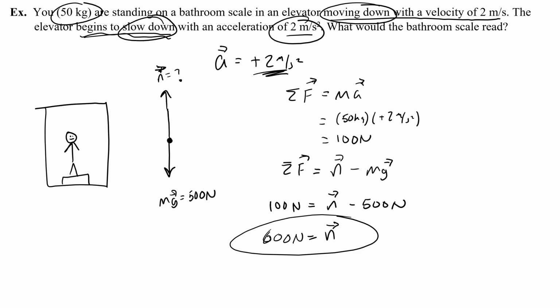Now, this would be your apparent weight. You actually weigh 500 newtons because that's the force of gravity pulling down. But in this moment, when you're slowing down, you're going to feel heavier, which when you come to a stop at the bottom of an elevator, you do feel heavier. And that's because the floor is supporting more than your weight.